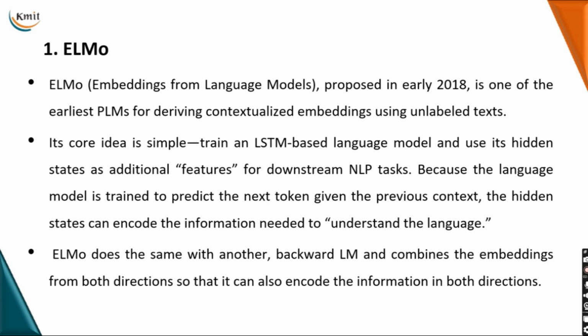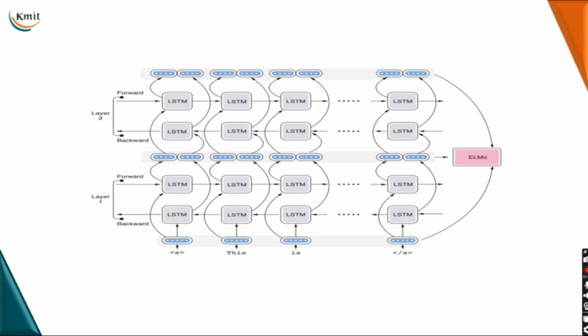ELMO does the same with another backward language model and combines these embeddings from both directions so that it can encode the information in both directions. This is a small introduction to ELMO. As I told you, ELMO is basically an LSTM based architecture. As you can see here in the figure, I have two layers of LSTMs, one in the forward direction and one in the backward direction. ELMO is designed to understand the given sentence in both directions. That is the reason I say this is a deep bidirectional network.